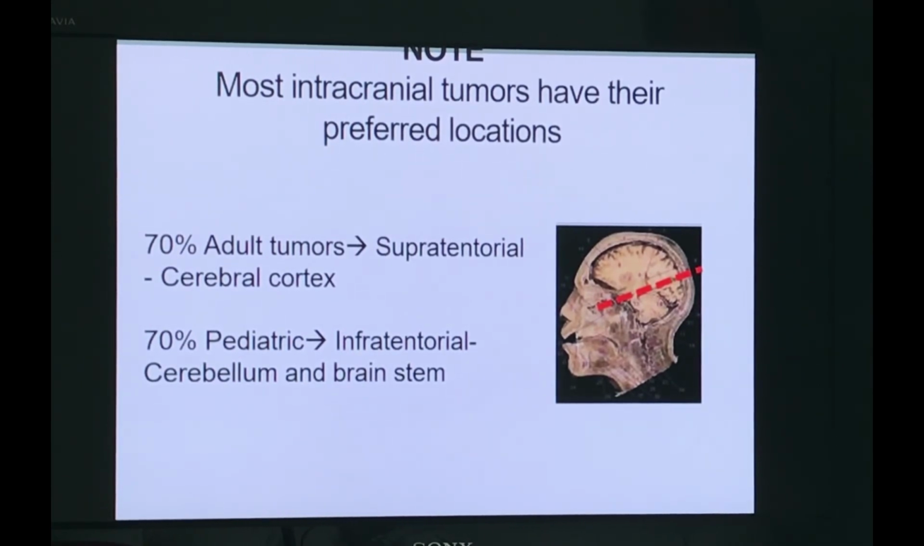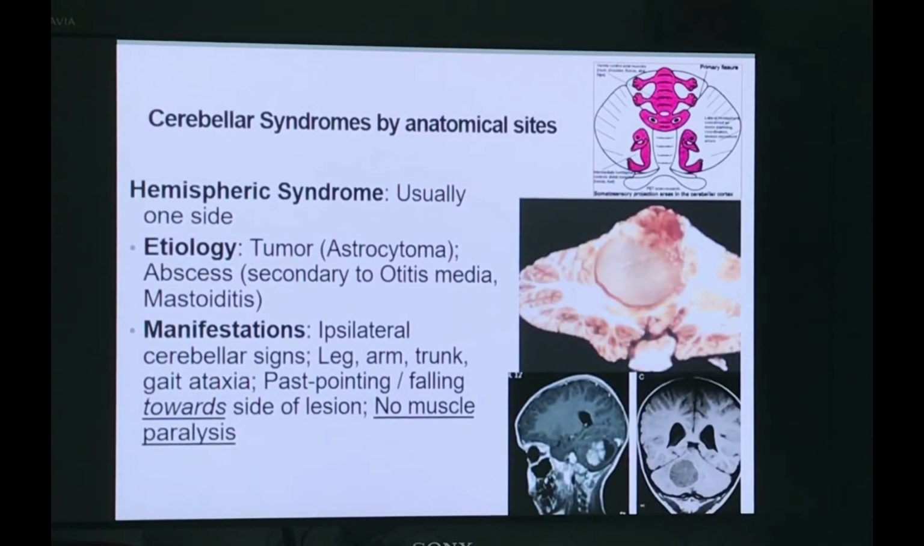And in pediatrics, in small kids and babies, infratentorial tumors are very common. So whenever it is infratentorial, the tumors might have an effect on the cerebellum and the brainstem. So there might be compression on these structures. So these are some of the syndromes related to the cerebellum, cerebellar syndromes by anatomical sites.